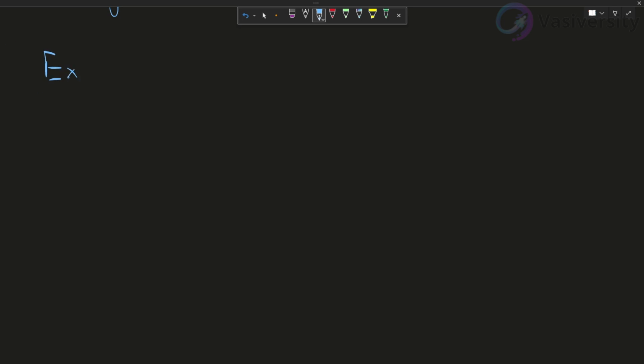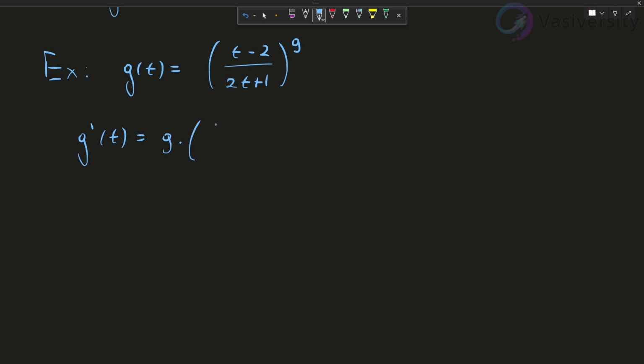So, by using our few previous lessons, if we have g of t equal to (t minus 2 over 2t plus 1) to the power of 9, then g prime of t: our outside function is the 9th power, so it's going to be 9 times (t minus 2 over 2t plus 1) to the power of 9 minus 1, that's 8, times the derivative of t minus 2 over 2t plus 1.